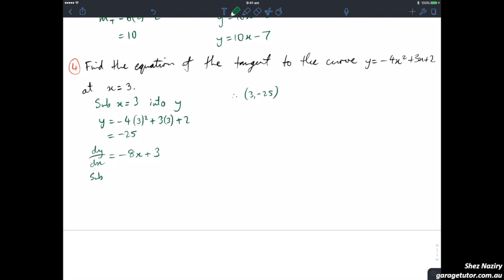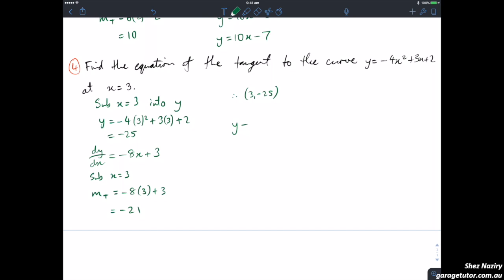Now, what must I sub in to get the gradient? Yes, so sub in x equals 3. That makes it the gradient of the tangent now. So that's negative 8 times 3 plus 3. And that will give us negative 21, correct? So now I've got my gradient of my tangent. I've got a point. Now I can use the point gradient formula.